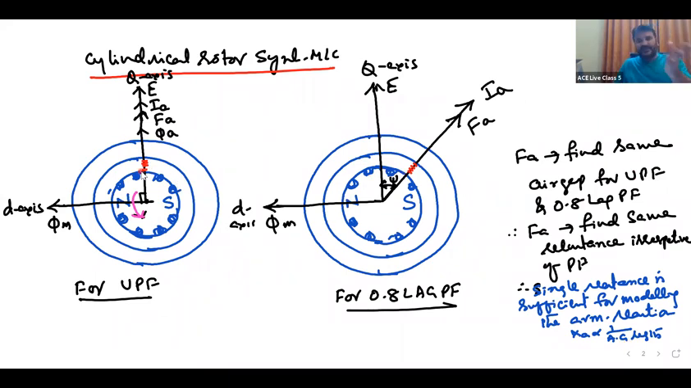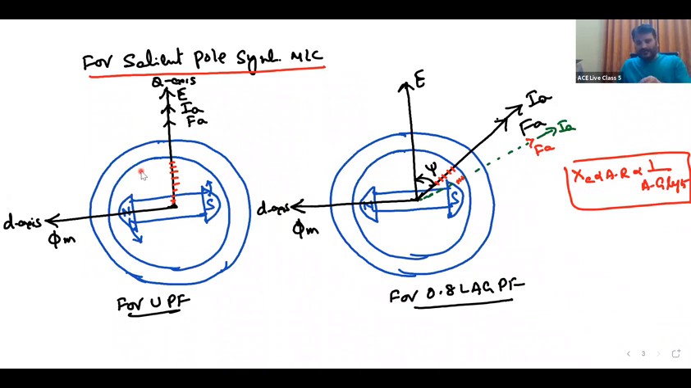Everywhere the air gap is the same for any power factor. One reactance is sufficient. But here the problem is, as psi changes, FA finds different reluctance. Then how can you model the armature reaction? As the air gap changes, how can you model the armature reaction? This problem can be resolved.